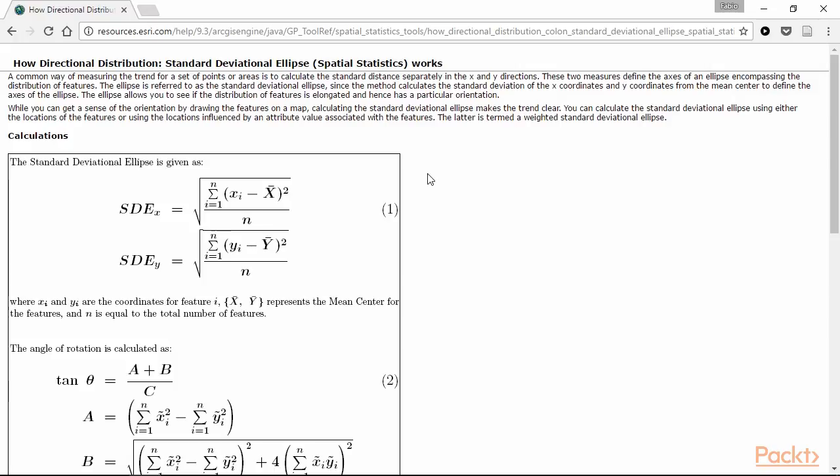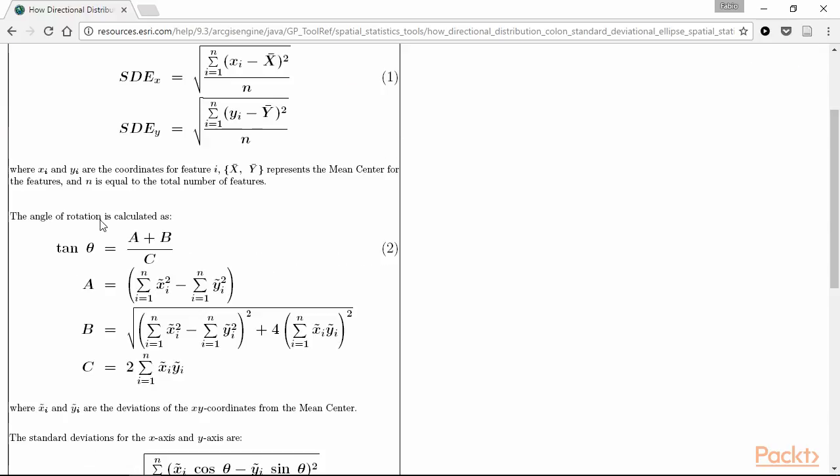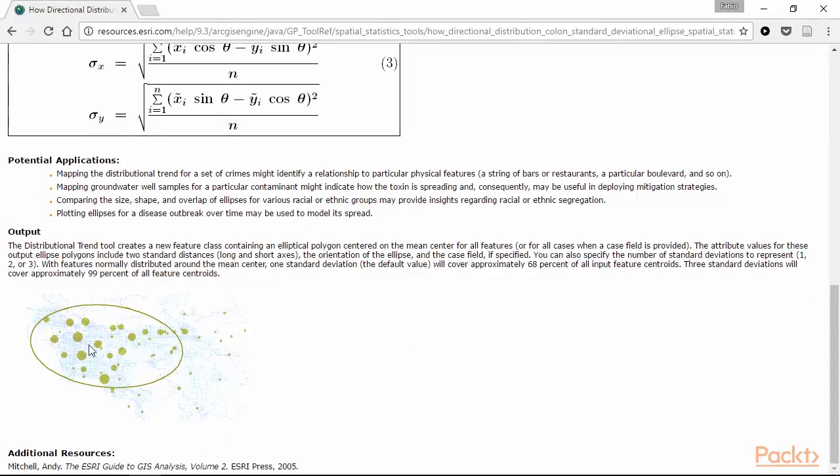To solve this issue, we can calculate the standard distance ellipse, which calculates the spread for both coordinates separately, and it is also rotated towards the direction of maximum dispersion. The output is an ellipse directed along the direction of maximum spread, and whose dimensions depend on the standard deviation along both directions.